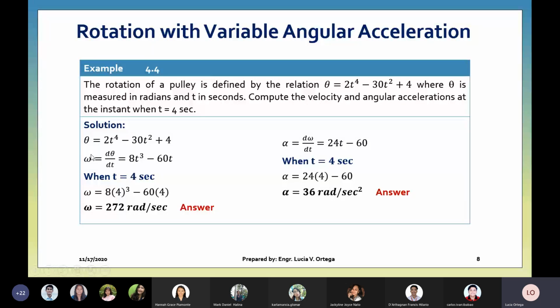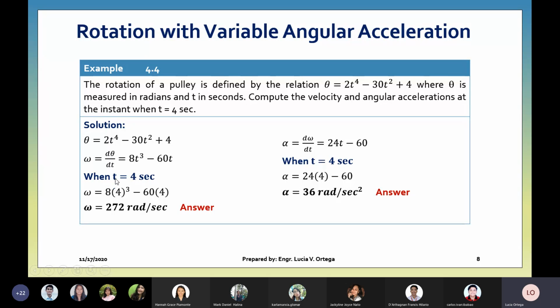So from the given angular displacement equation, theta is 2t to the fourth minus 30t squared plus 4. If we differentiate d theta over dt with respect to time, that is equal to angular velocity, like distance and velocity. So we got the angular velocity, d theta over dt. Differentiating, that is 8t cubed minus 60t.